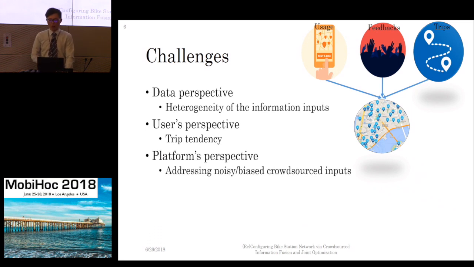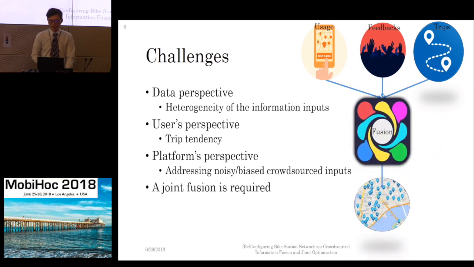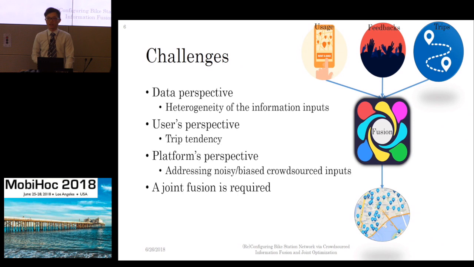Thirdly, the crowdsourced and the recorded data contain noise. How to address the bias and noise issue is also worth consideration here. Therefore, in this paper, we need to carefully design a joint fusion in order to accommodate the aforementioned factors, which in other words calls for an information fusion and joint optimization design.